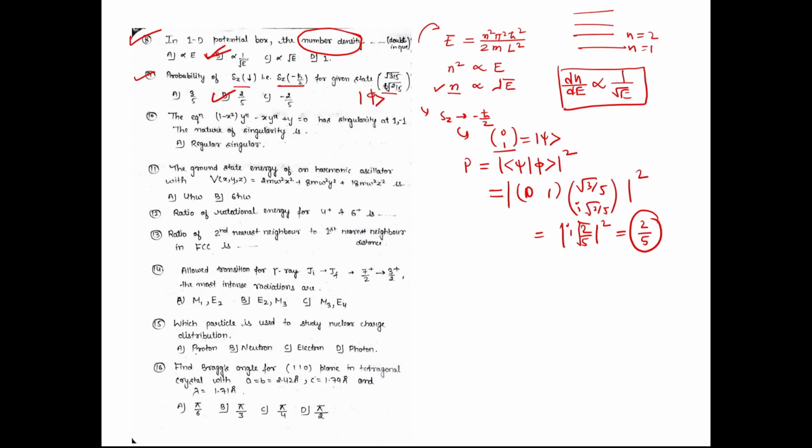Okay, next, this is the equation given, with singularity at 1 and minus 1. So for the nature of the singularity, obviously 1 minus x square equals 0, so x will be plus minus 1, and here plus minus 1 are the regular singular points. Okay, singularity is there at plus minus 1 and the nature of the singularity is regular singular point.